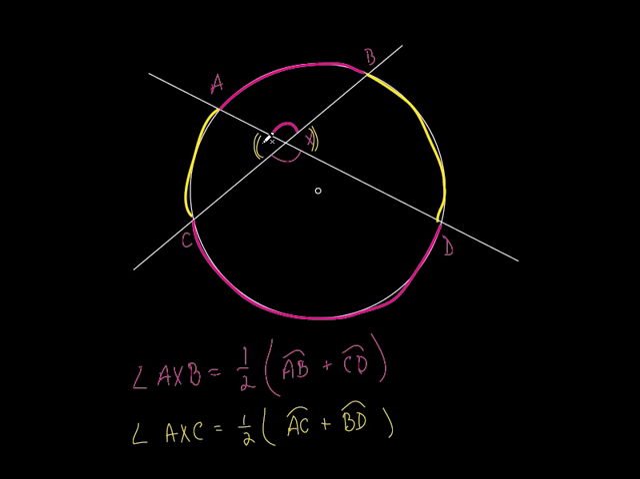You see it? So you can go either way. So the pink angles right there are equal to the sum of the two arcs and then half of it. All right, so add them up, take half. Make sense?